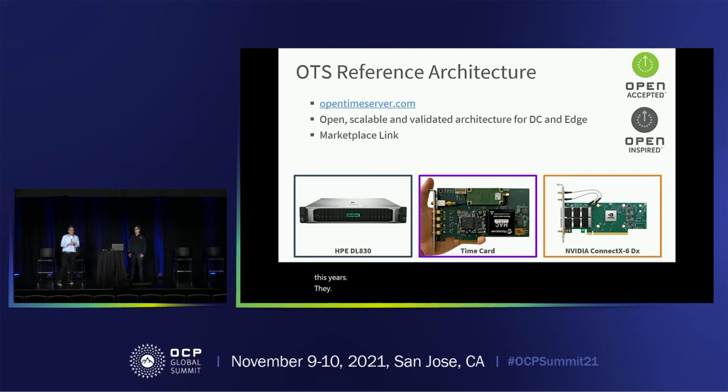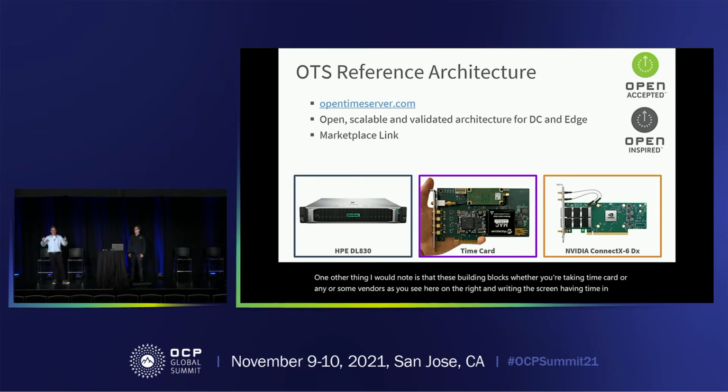One other thing I would note is that these building blocks, whether you take a time card or a NIC, or some vendors, as you see here on the right of the screen, have a time and NIC combo PCI card. These can be bought on the free market and can be swapped as you need them, as you go with speeds or as you go with your different flavors. And they're all available as OCP-inspired products on the marketplace, and if they're not there, they will hit there in a matter of days, since the specification is now open, and we have a few sources of time cards and a few sources of NIC time cards for the selection.